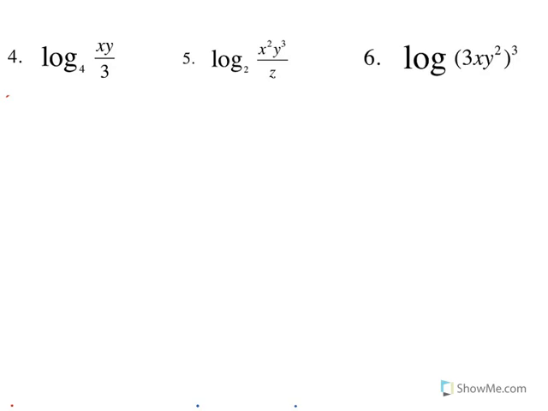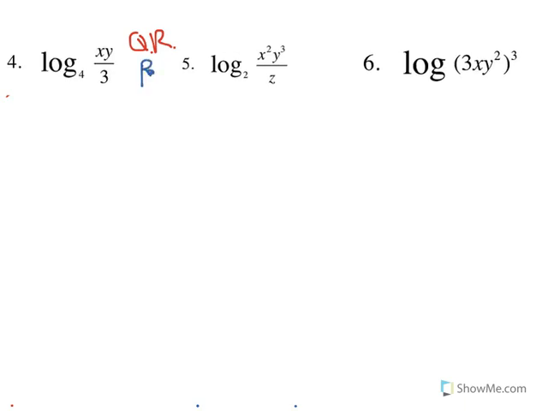Log base 4 of xy divided by 3. So again, I'm reading it out loud and I'm thinking, what's going on in this problem? Is there a product? Is there a quotient? Is there a power? And for this problem, we've actually got a couple things going on. We obviously have a quotient happening because there's a fraction. So we're going to use a quotient rule. Okay. But in the numerator, we've got xy, which is the same thing as x times y. We've also got a product rule happening here.